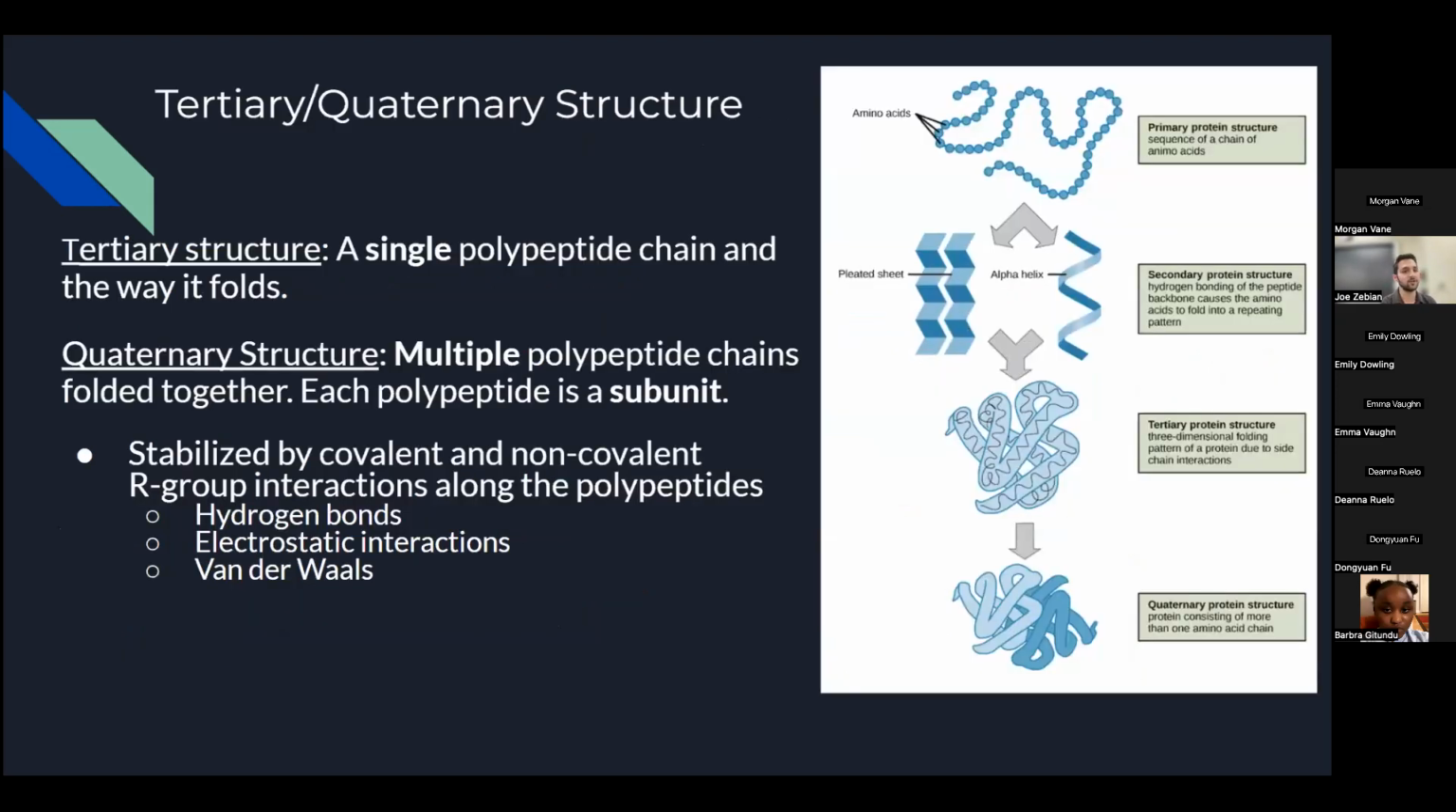Okay, tertiary and quaternary structure really quick. Tertiary structure is just a single polypeptide chain, and the way it specifically folds due to non-covalent interactions. Quaternary structure is just multiple polypeptide chains folded together where each polypeptide is a subunit. These are stabilized by covalent and non-covalent R group interactions along the polypeptides. So things like hydrogen bonds, electrostatic interactions, and van der Waals forces.